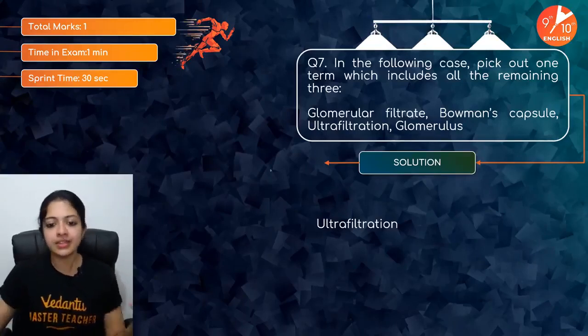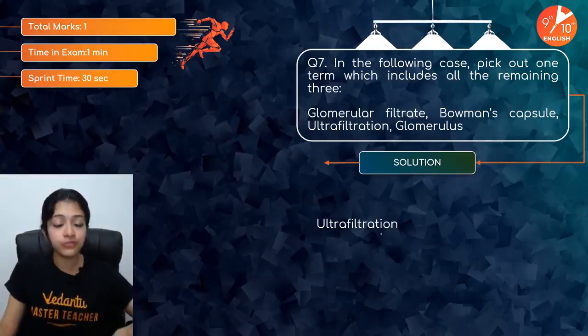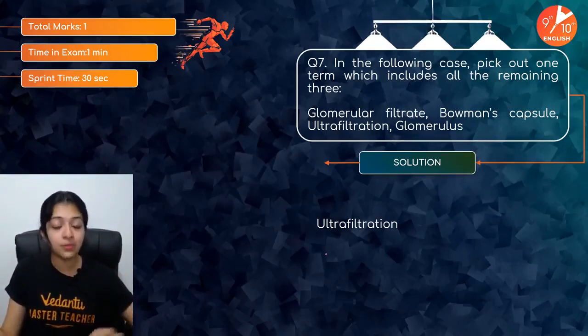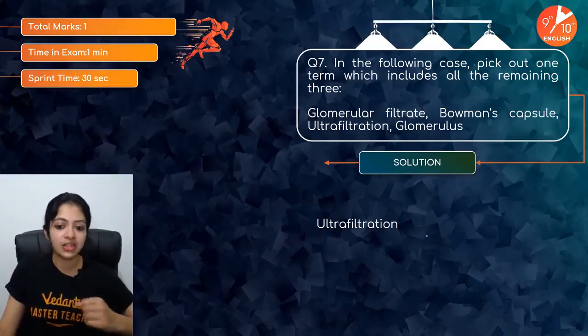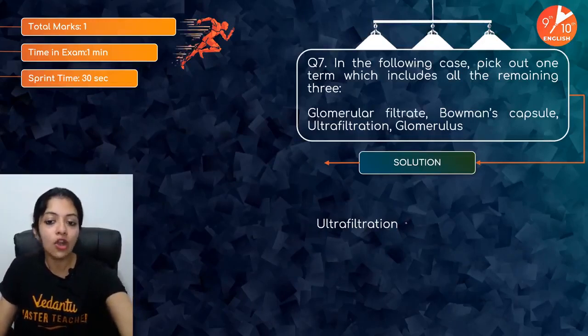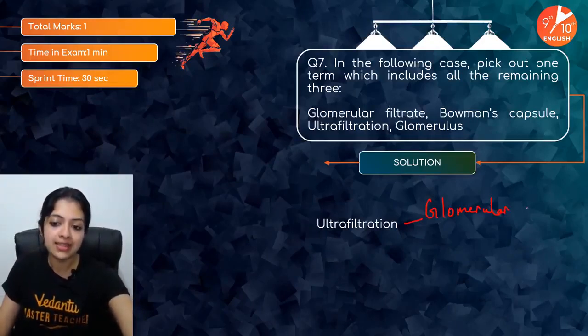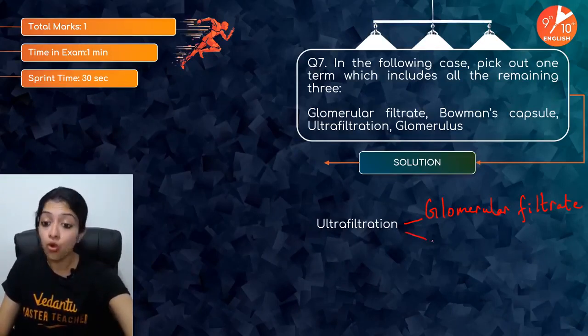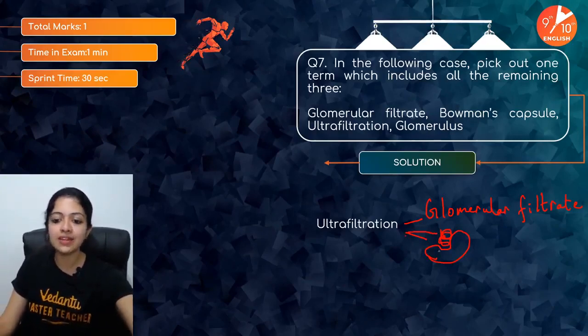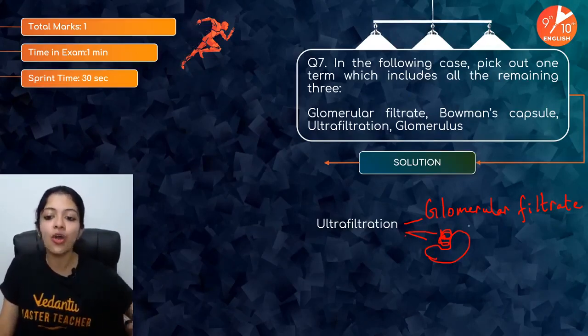Ultrafiltration, of course. The 3 steps of urine formation are ultrafiltration, tubular reabsorption, and tubular secretion. And all of these, glomerular filtrate, and then Bowman's capsule, of course. This is the Bowman's capsule. Glomerulus, that is part 3. Glomerulus, Bowman's capsule, and glomerular filtrate.